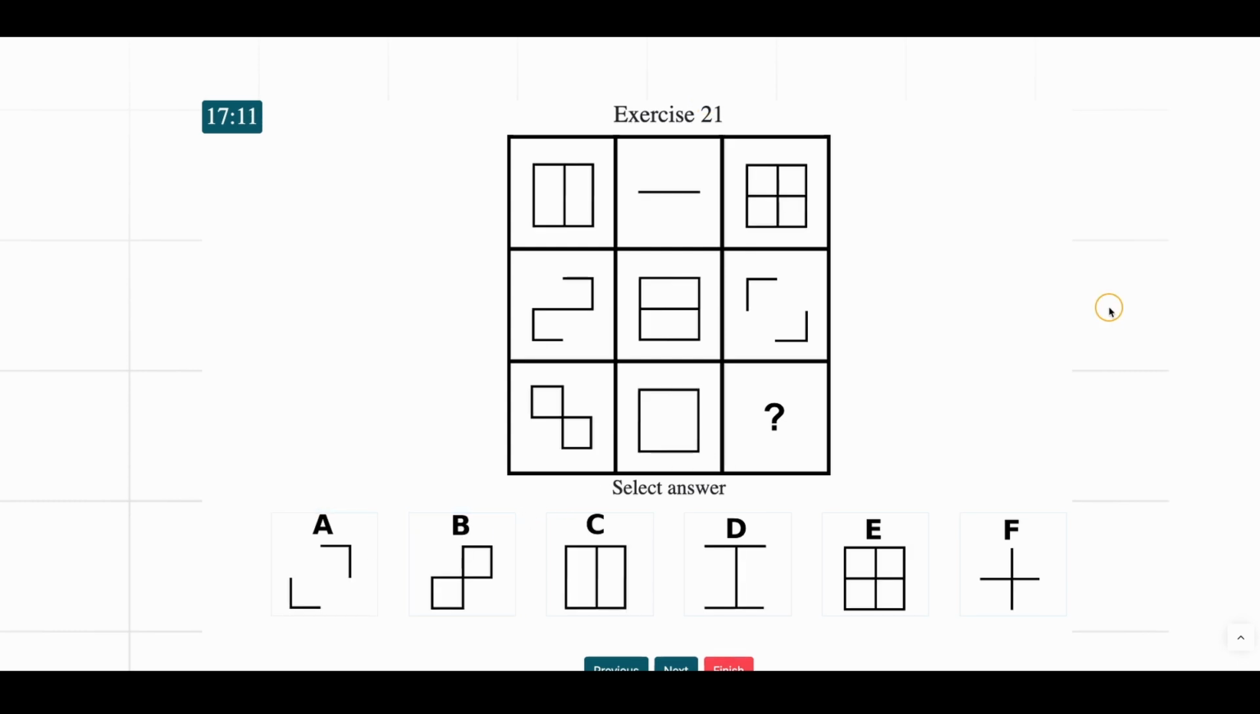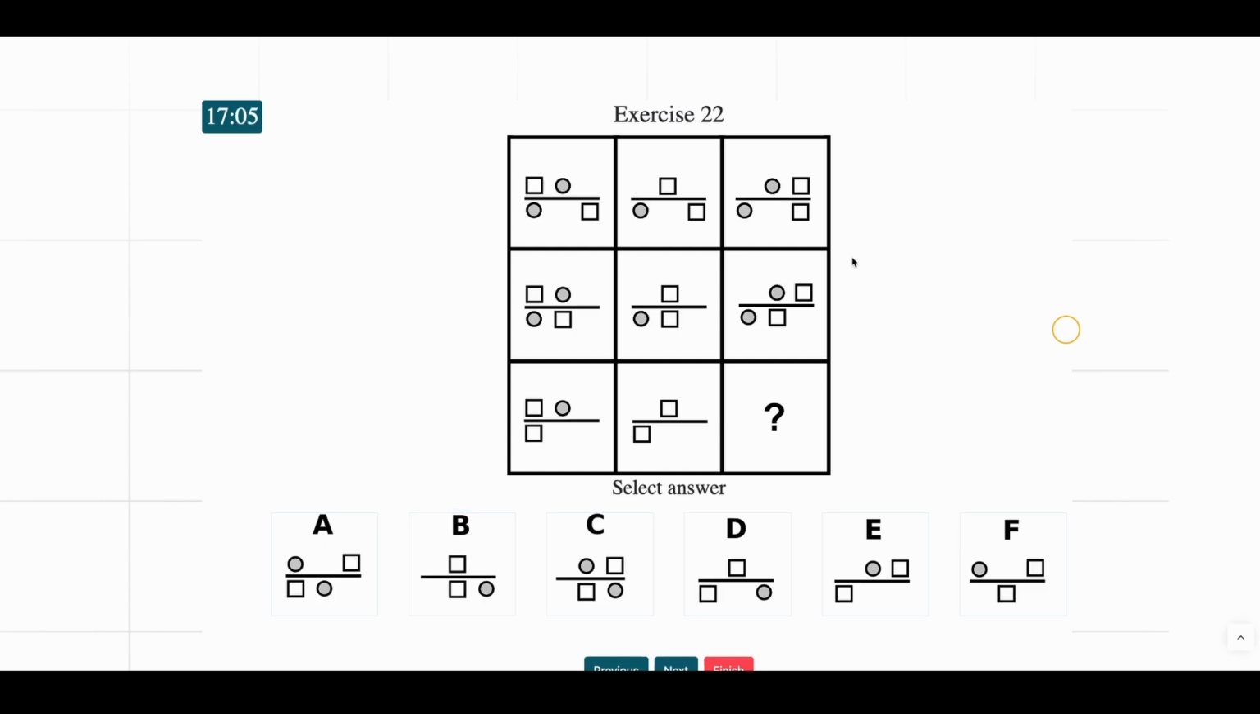This is the exact same principle, and for the same reasons, the answer is B. So for this one, exercise 22, you can see that the objects under the line in each cell are repeated horizontally, and the objects above the line are repeated vertically. So repeated horizontally, it's going to be the one square on the left underneath, and vertically, it's going to be the circle and square. And so the answer is E.